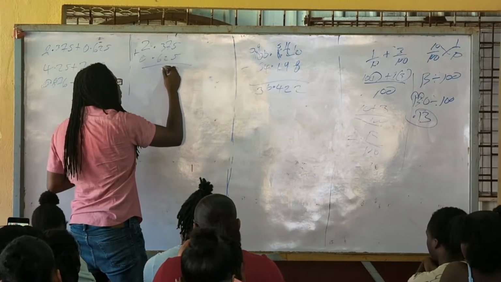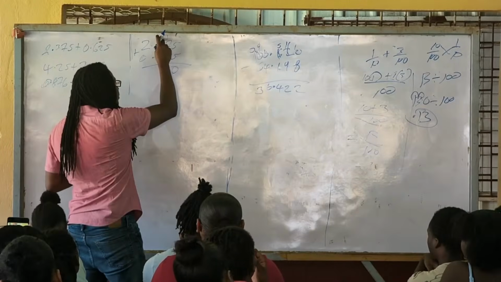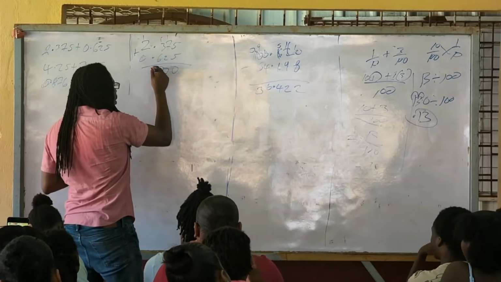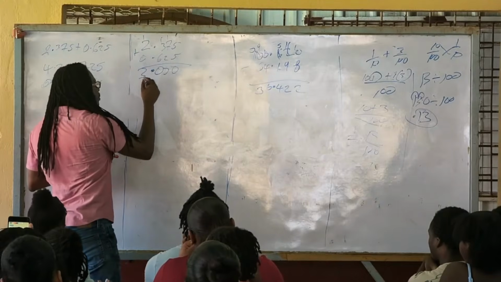And 2. 0, carry 1. 6 and 3 and 1. 0, carry 1. Now I put my decimal place. 2 and 1. What is my answer?